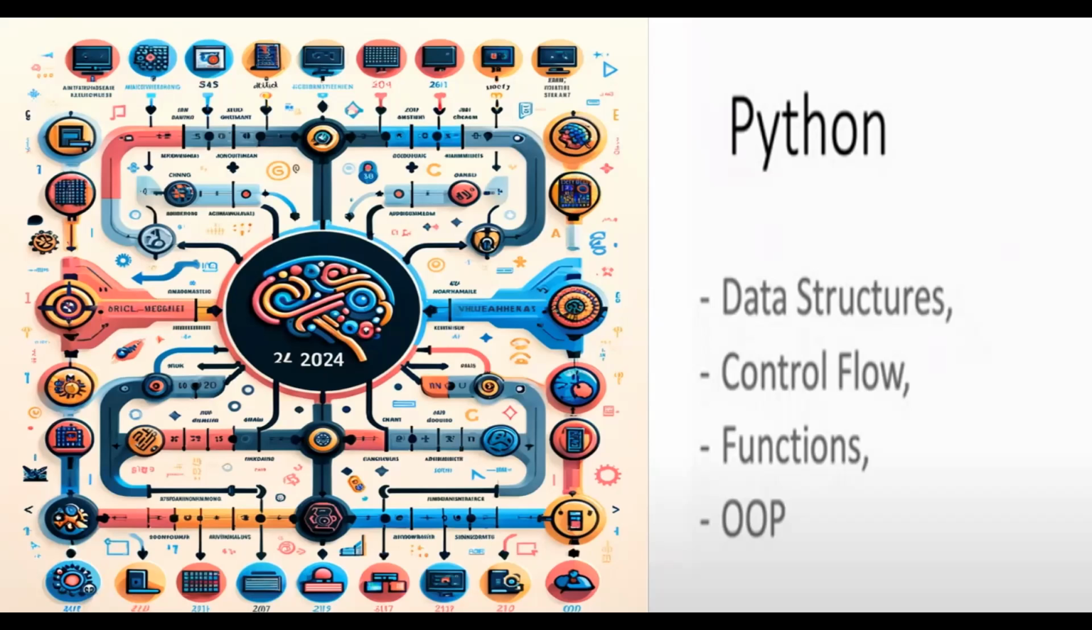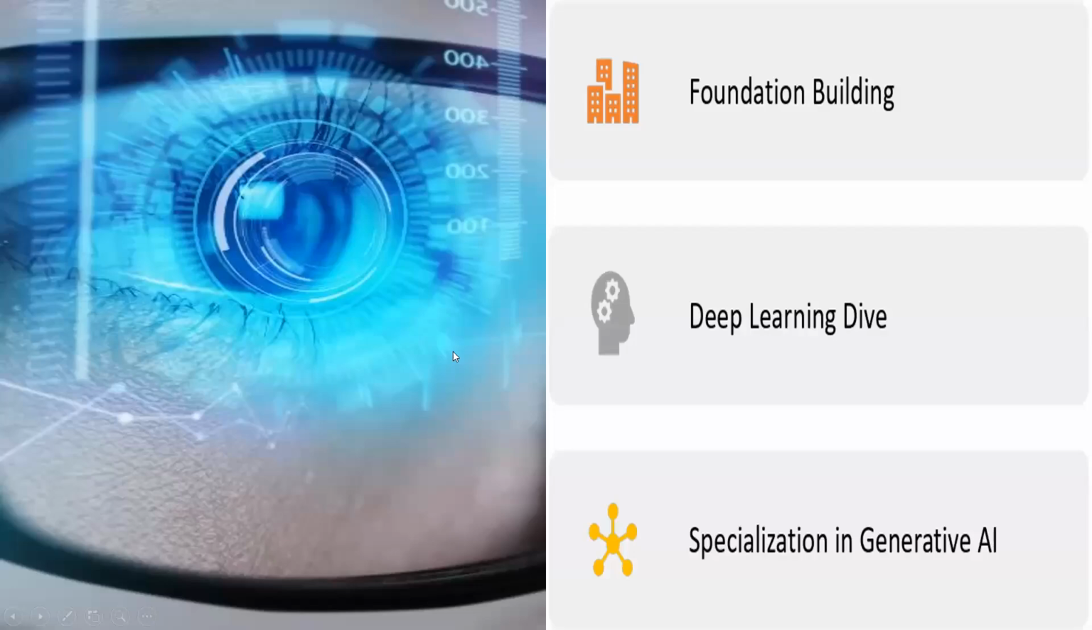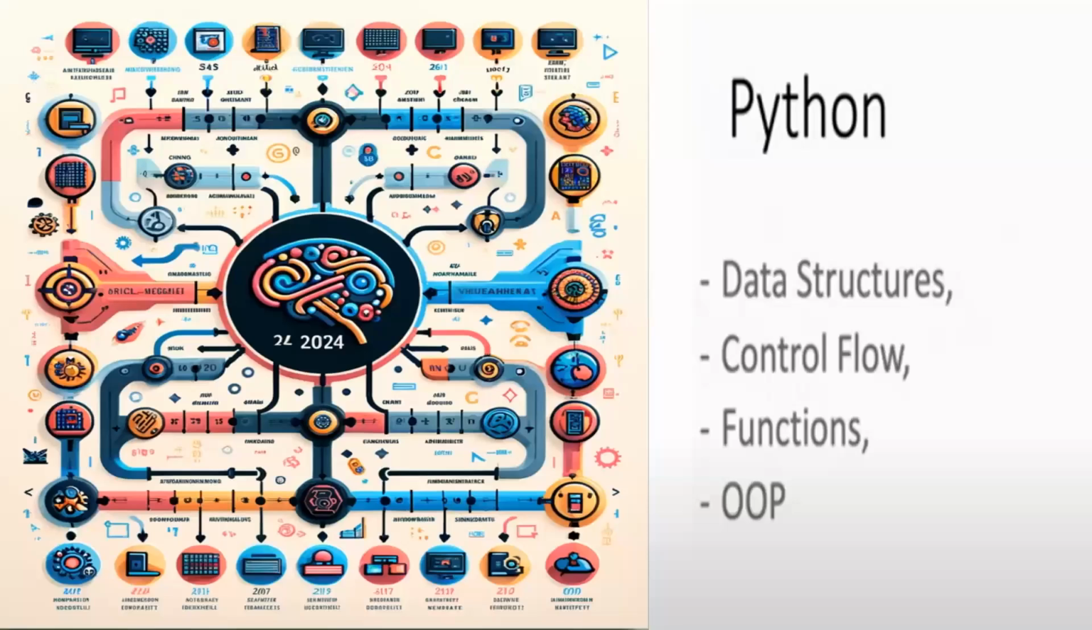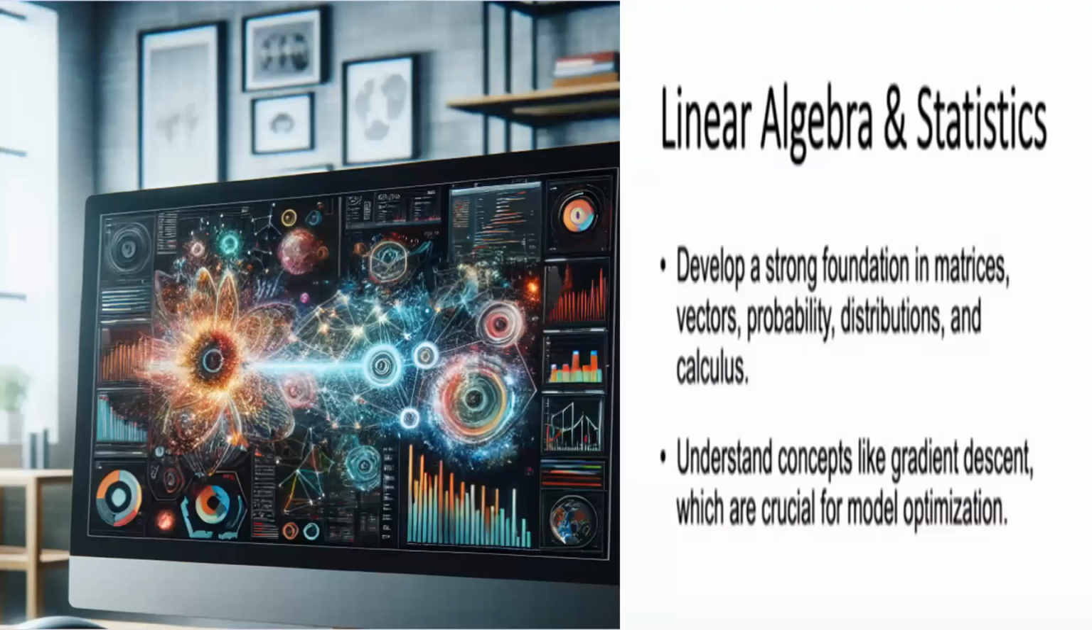I will discuss this first part once again. The first part is foundation building. You must learn Python. In Python we have data structures, control flow, functions, and all of this you have to learn. After that, you have to go with linear algebra and statistics. If you want to develop a strong foundation in generative AI, you have to build a strong foundation in matrices, probability, and distributions. These are the basic parts if you want to learn generative AI.